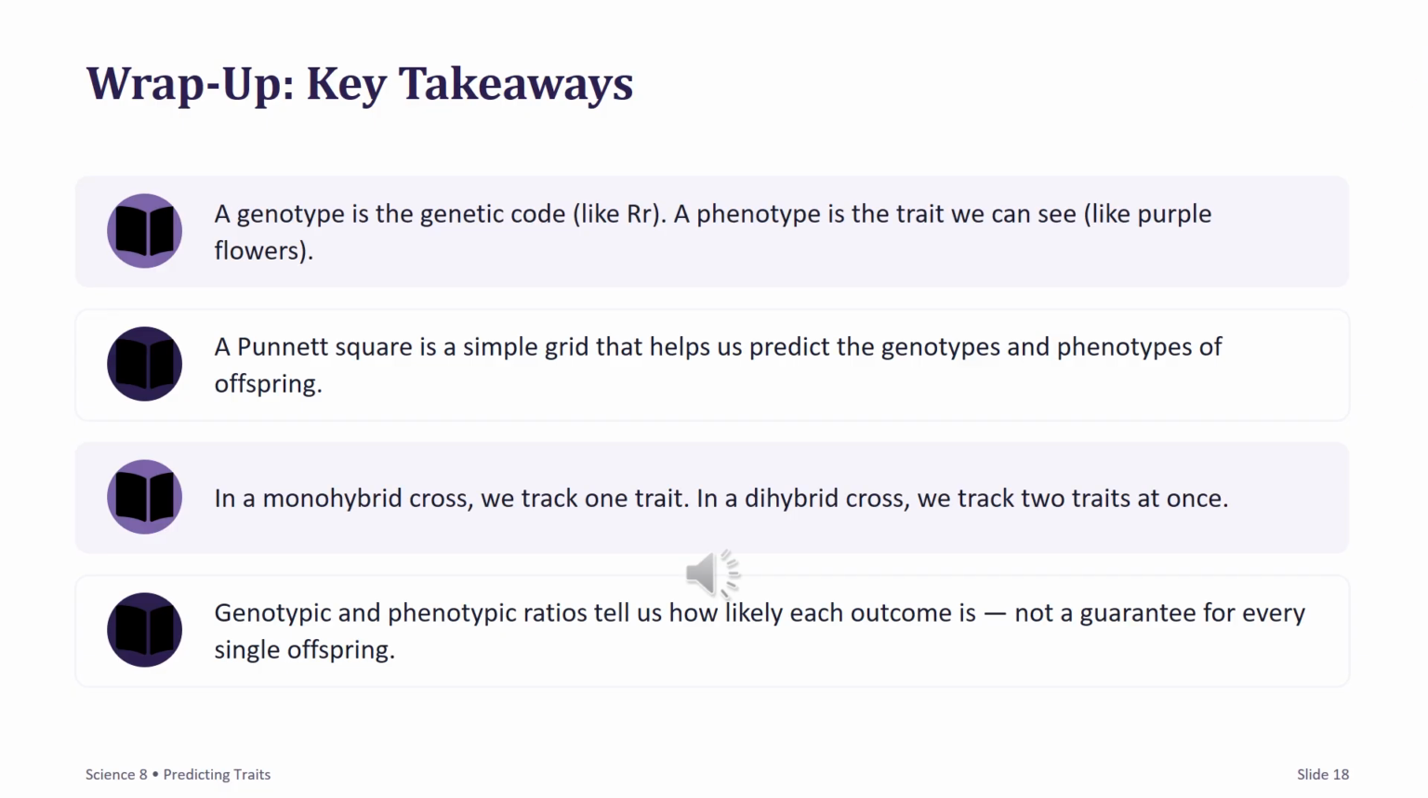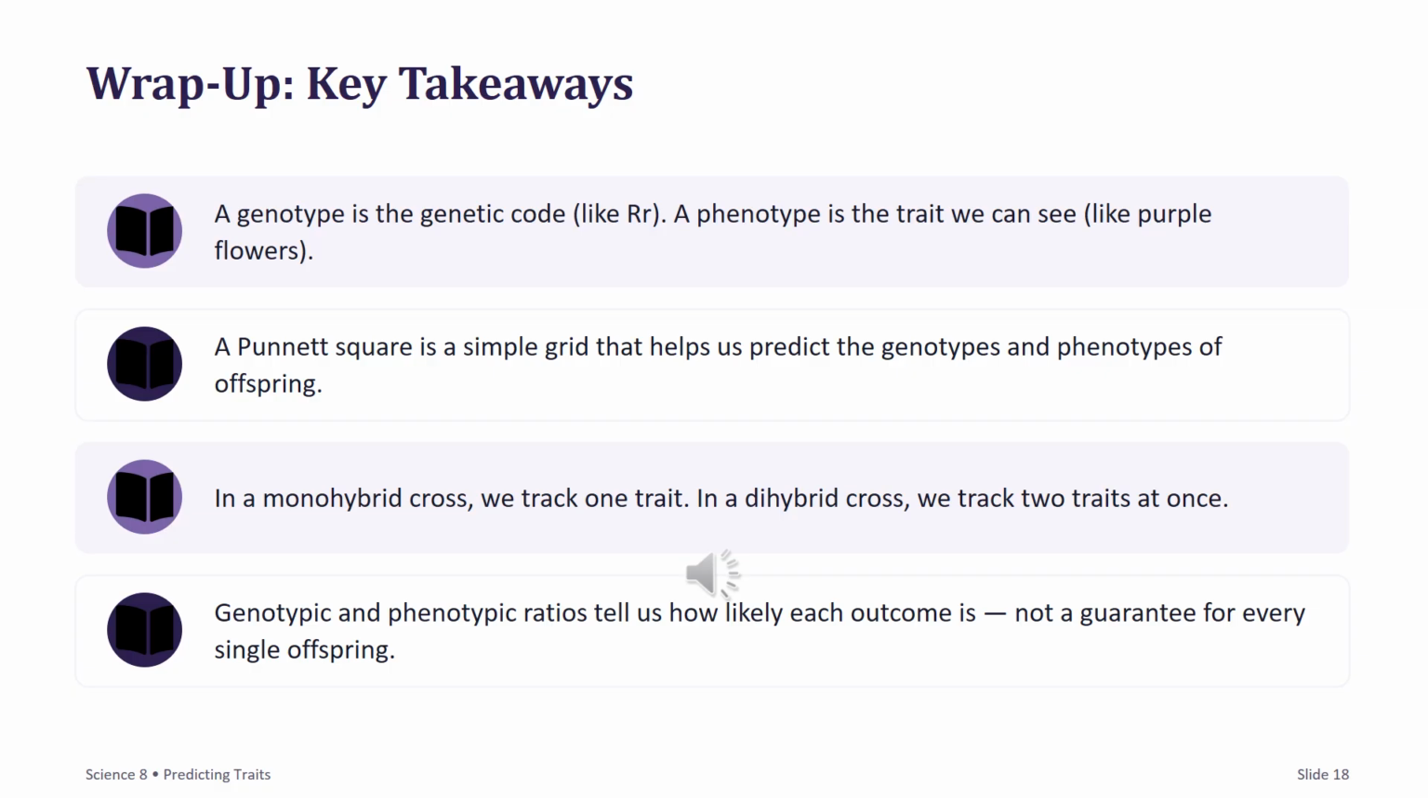Let's review what we learned today with 4 key takeaways. First, a genotype is the genetic code, like RR. A phenotype is the trait we can see, like purple flowers. Second, a Punnett square is a simple grid that helps us predict the genotypes and phenotypes of offspring.